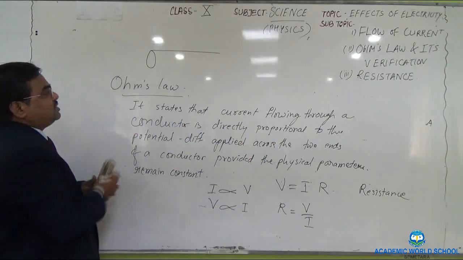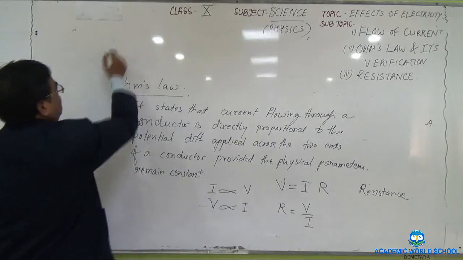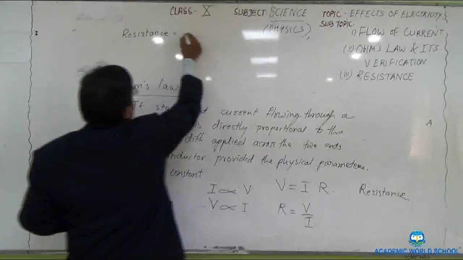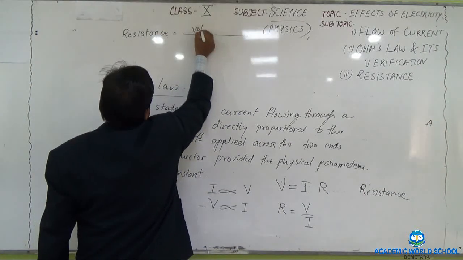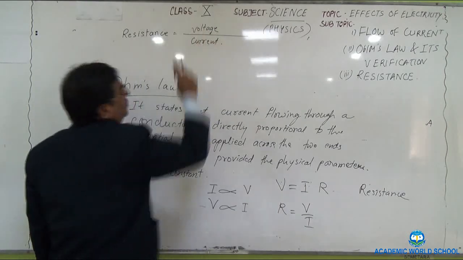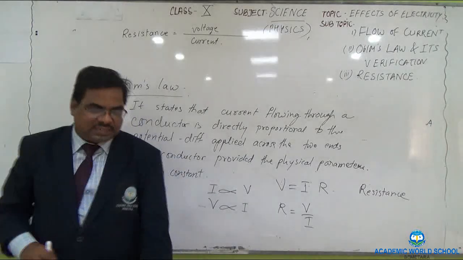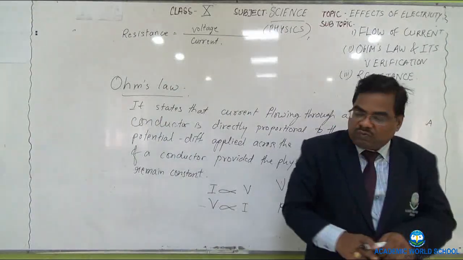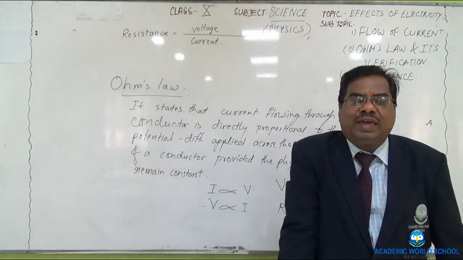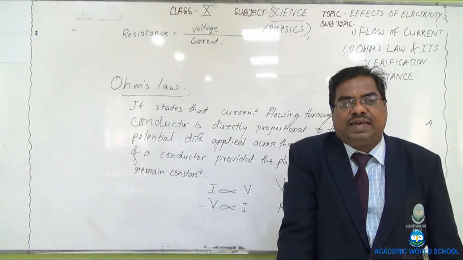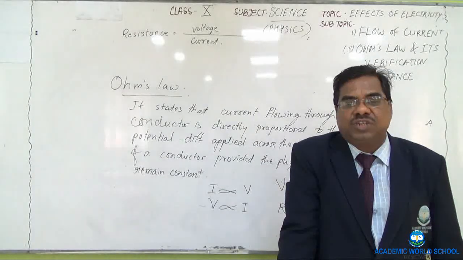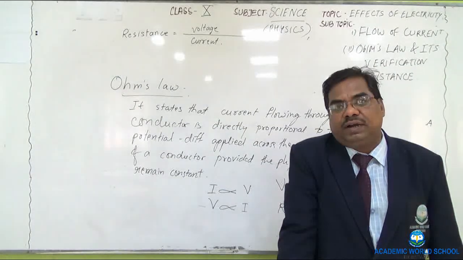So what is resistance, students? Resistance is ratio of voltage and current. Resistance is ratio of voltage and current. What we can understand this resistance as the hindrance in the path of the free flow of any charge or current through any conducting wire.